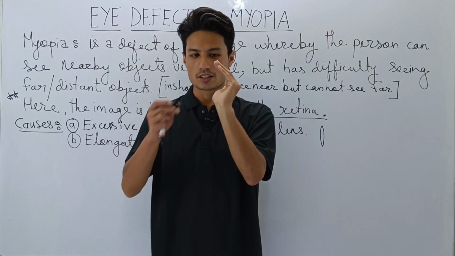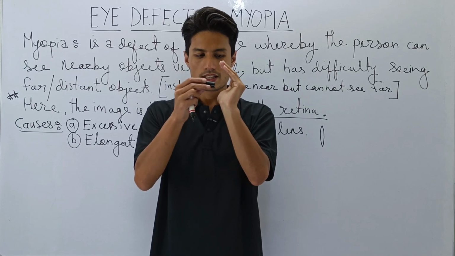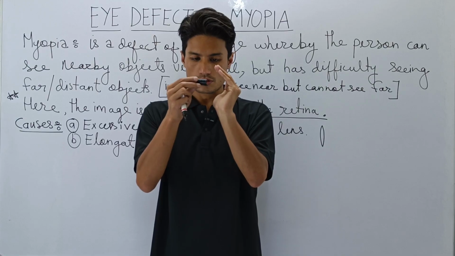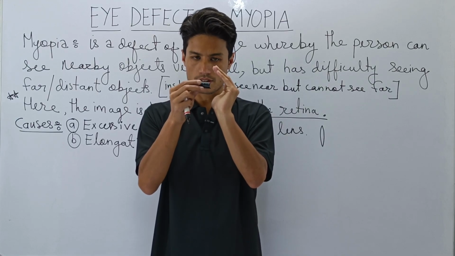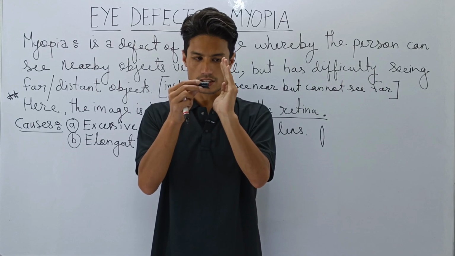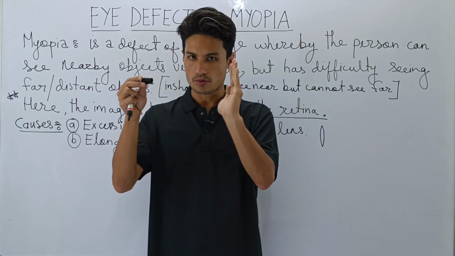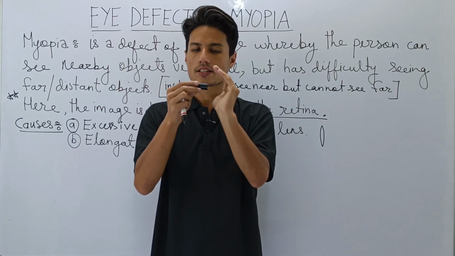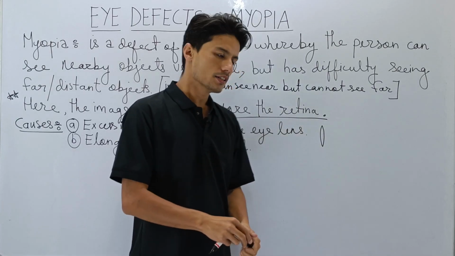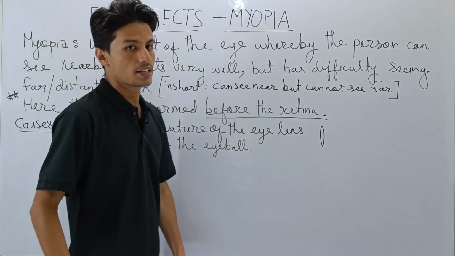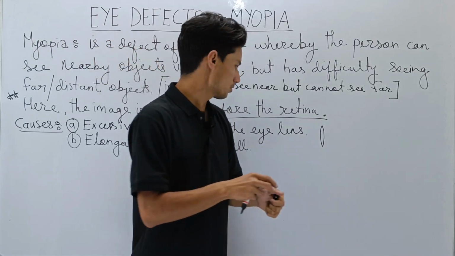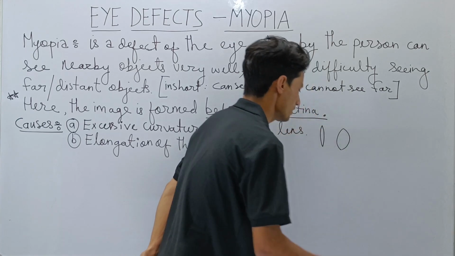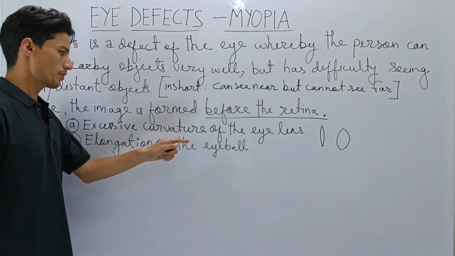What decreases? The focal point decreases. Since the circle becomes small, the focus also shrinks. The focus also becomes near. If the curvature decreases, the focal point goes far away. If the curvature increases, which means the circle becomes small, the focal point gets closer. So in myopia, excessive curvature of the eye lens means the curvature becomes more. So normal like this. In myopia, the curvature may be like this. So that is one of the causes.